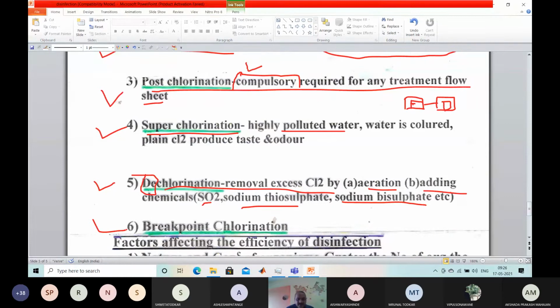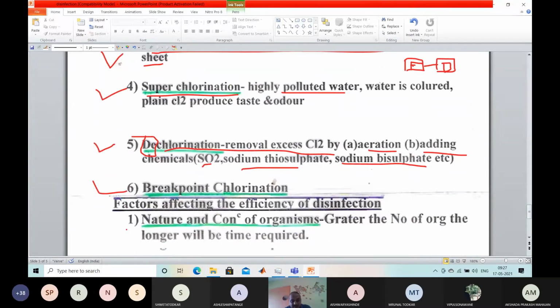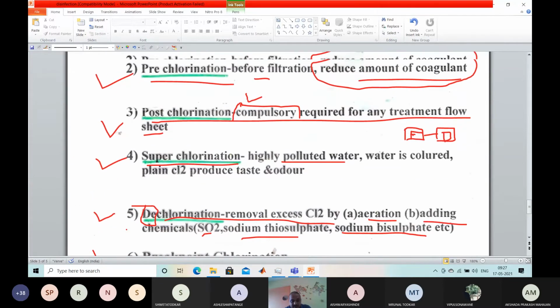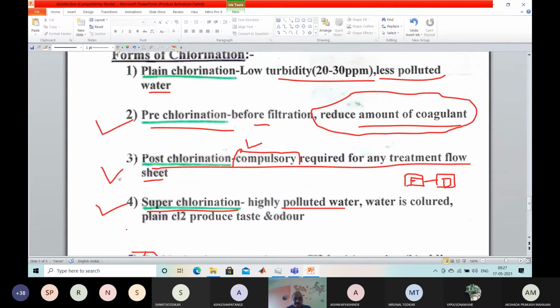And dechlorination is what? The name says you have to remove the chlorine from the water body, because more chlorine is objectionable. So how to remove? By aeration, or by addition of some chemicals, we also remove the chlorine from that water body. And the last form is what? Breakpoint chlorination. So this way there are different forms of chlorination.